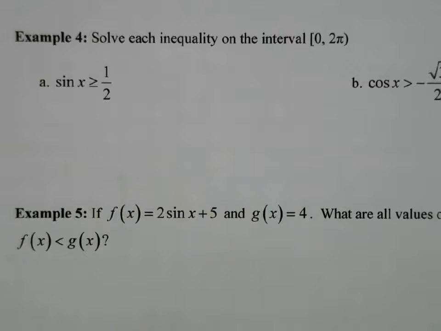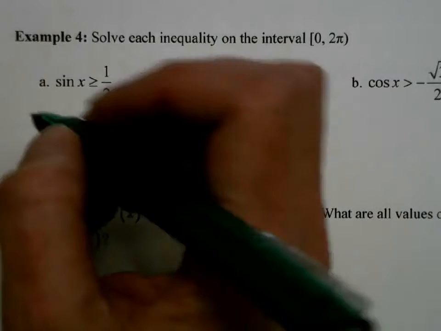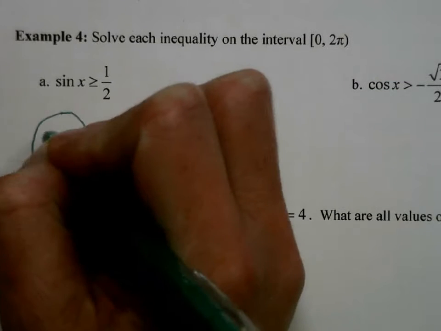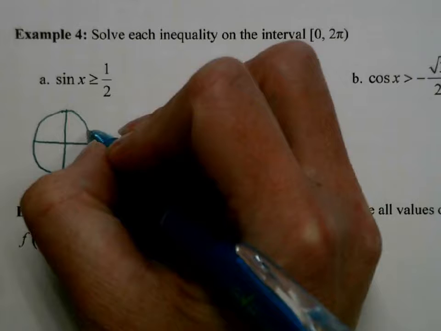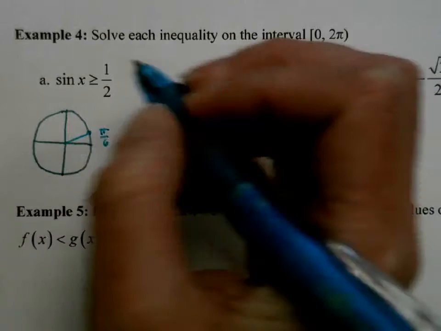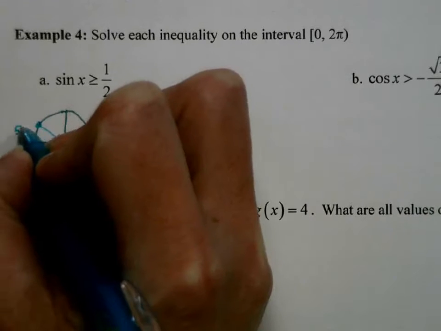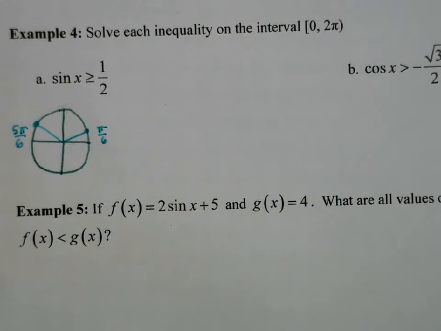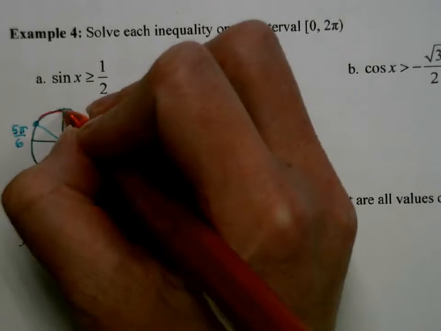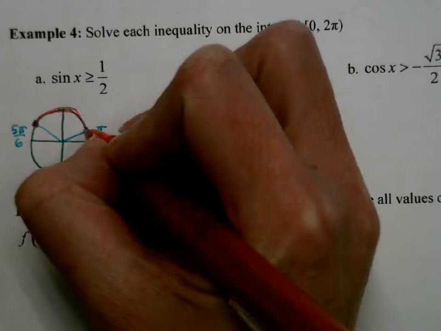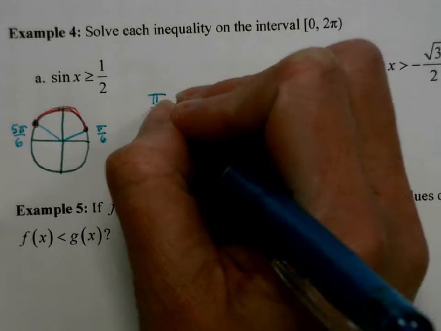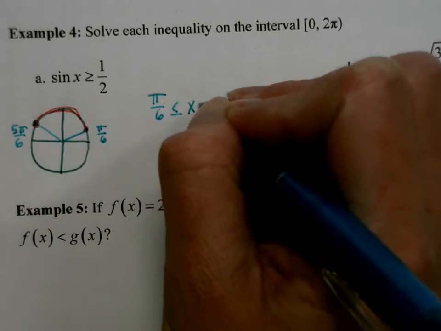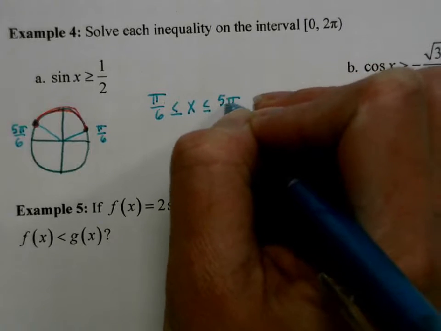So if we're asking for sine of x to be greater than or equal to 1/2, I'm going to picture my unit circle. Sine is equal to 1/2, my y value is 1/2, here at π/6, and over here at 5π/6. What this is saying is I want those y values to be greater than 1/2. That's going to be everywhere up here, including these endpoints, since this is a greater than or equal to. So this one's going to give me π/6 less than or equal to x less than or equal to 5π/6. This x being the x in the equation, not the x on my unit circle.